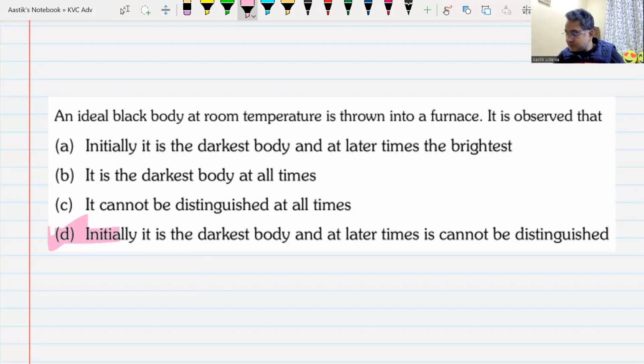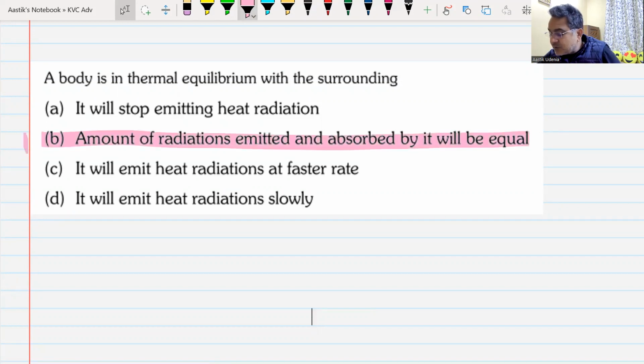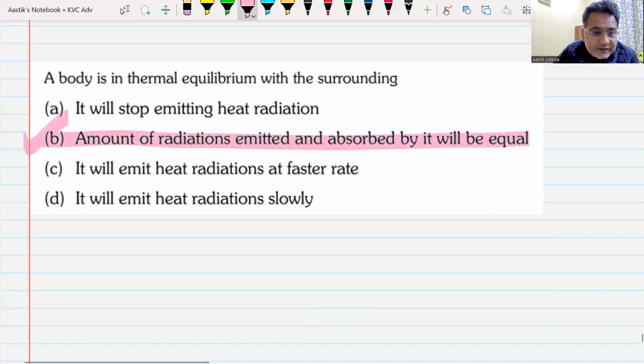To this question. A body is in thermal equilibrium with its surroundings. Which option is correct? Option B, sir. Option B, the amount of radiations emitted and the amount of radiations absorbed are the same. It will absorb and emit at the same rate. We have already seen that. Well done.